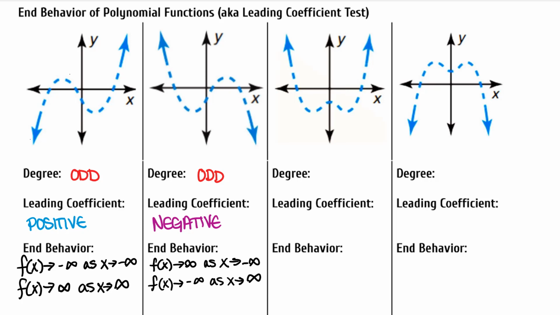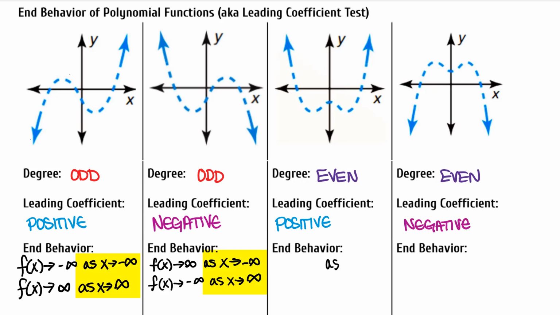When the end behavior of a polynomial function is the same, that means our degree is even. When both sides approach positive infinity, you have a positive leading coefficient. And when both sides approach negative infinity, you have a negative leading coefficient. Remember, this is the same for all end behavior statements. We're asking, what do the y's do as the x's go to the left? What do the y's do as the x's go to the right?